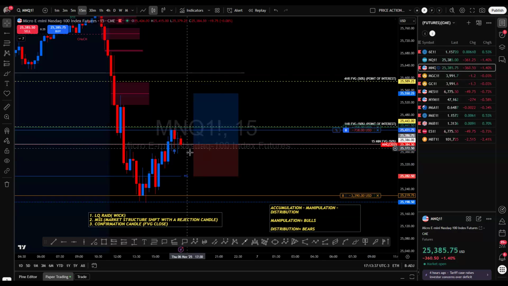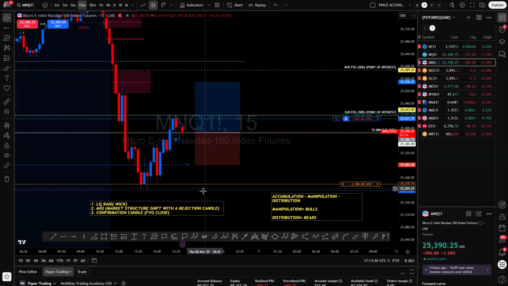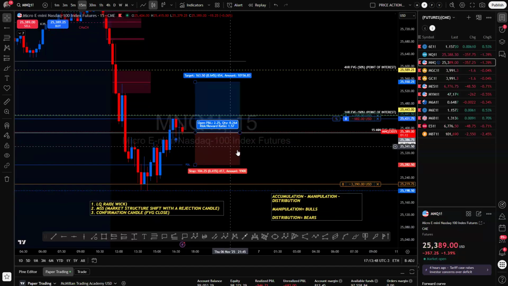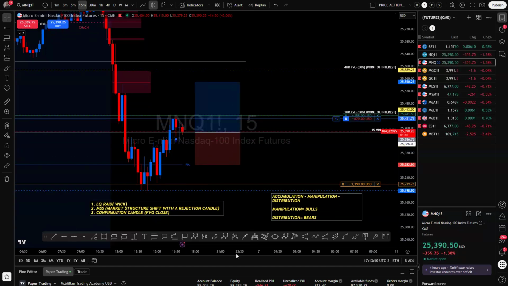Now, if price ends up dropping after all, then you'll just take this loss and then drive it down to this low. So we'll see what the next candle does.